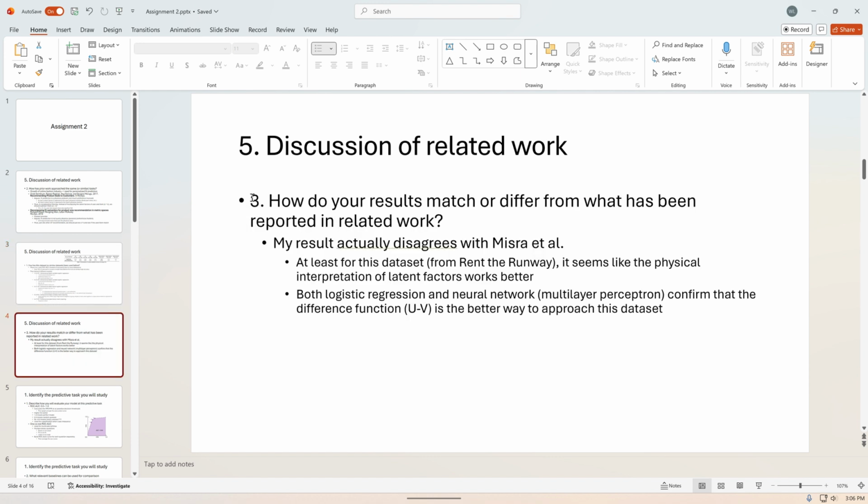And moving on to the third question, how do your results match or differ from what has been reported in related work? My result actually disagrees with Misra et al. At least for this dataset, the Rent the Runway dataset, it seems like the physical interpretation of latent factors works better. So U minus V works better, for both logistic regression and neural network. I implemented both, and they both confirm that the difference function does better than the multiplication function, at least for this dataset.